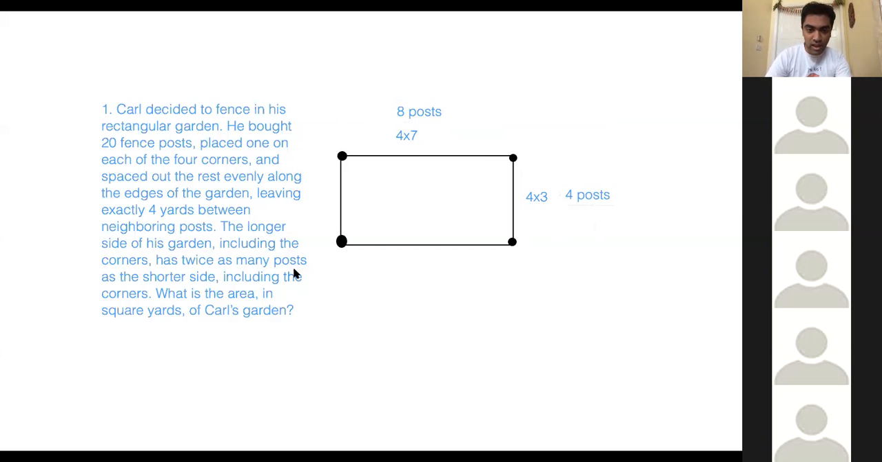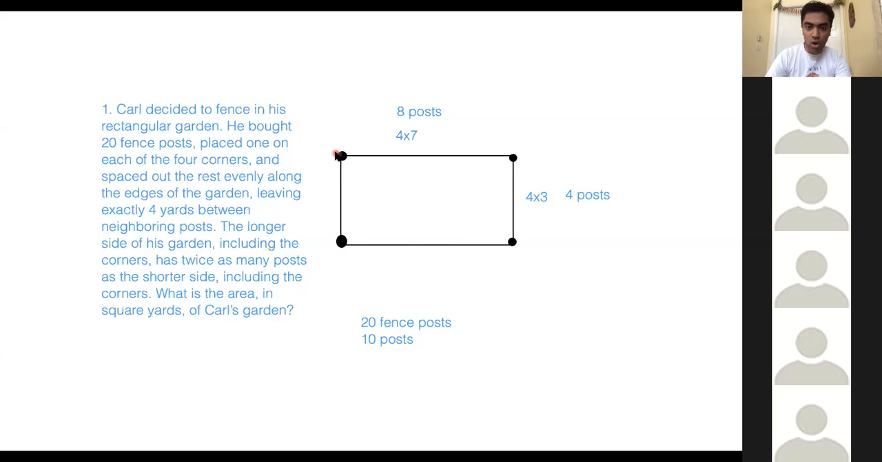So this satisfies because we know that the longer side, including the corners, has twice as many posts as the shorter side. So one way that we can find this is we can draw it out and we can see that this should be 8 and 4. Another way is we know that there's a total of 20 posts, right? So if I just consider this side, half of those 10 posts will cover this side and this side. Let's say we don't include one corner, which goes to the other, this and this would be the other 10.